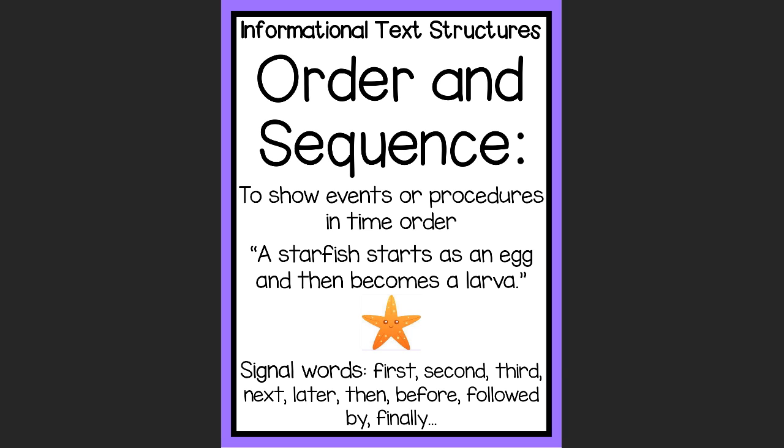Last week when we were talking about the frog's life, that was an example of this with that text feature, I think it was a diagram, where it had the timeline of the frog's life. That is also an example of order and sequence. So the example is, a starfish starts as an egg and then becomes a larva. That sentence tells us where the starfish starts and what the next step is. A couple of signal words that order and sequence use are first, second, third, next, later, then, before, followed by, and finally. So those are some words that if you see them, you know it's order and sequence.